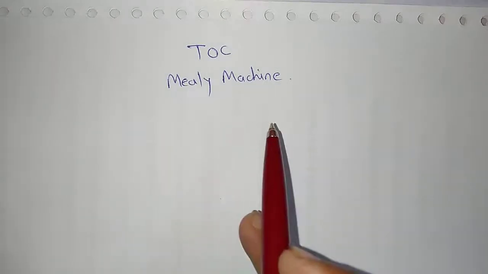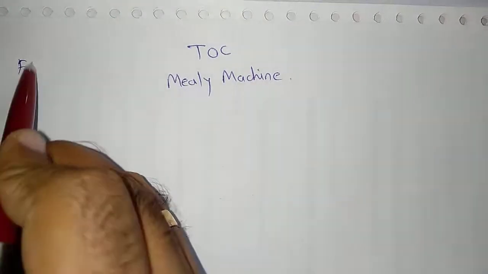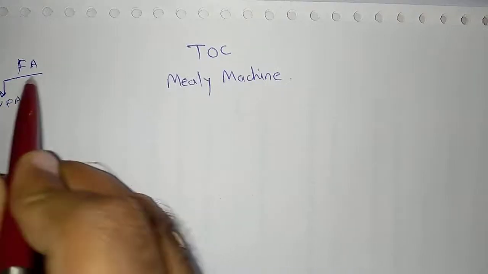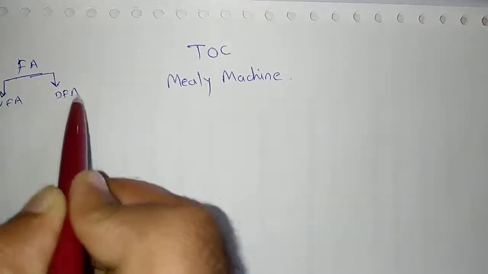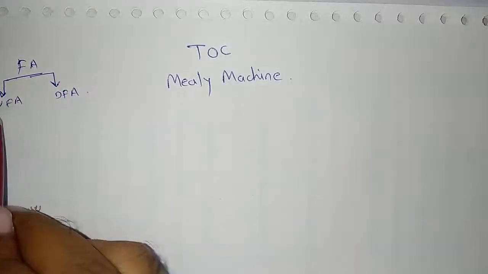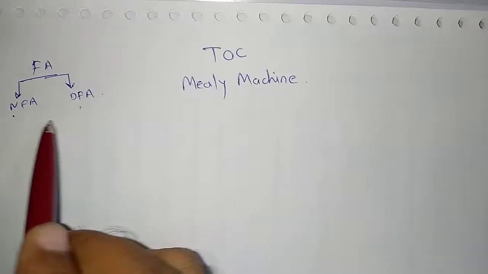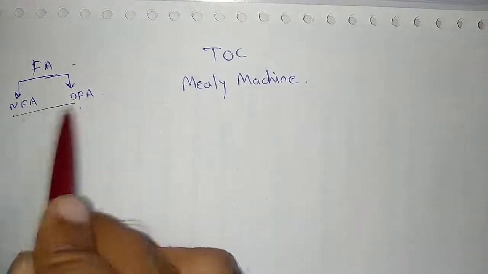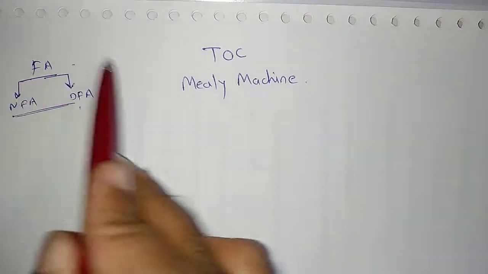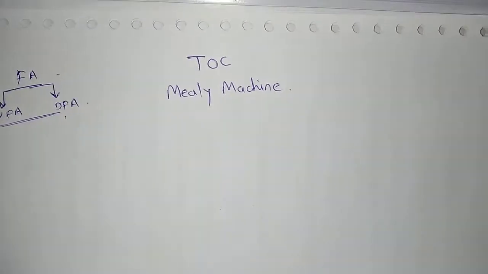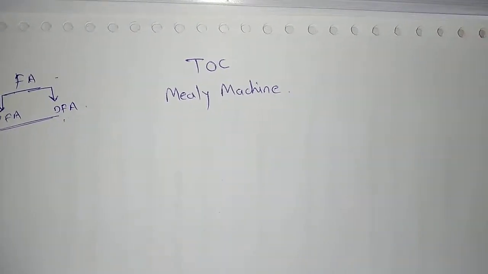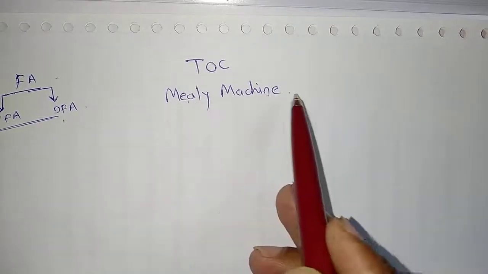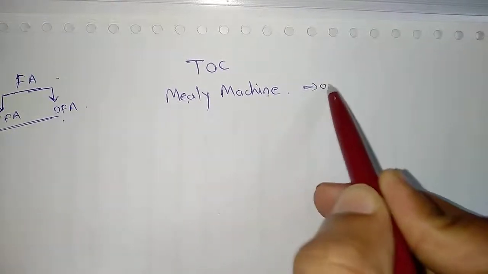Till now we have seen finite automata. Under that finite automata we have seen NFA and DFA. We know that finite automata don't have any kind of output, but there are two types of machines, Mealy machine and Moore machine, which are associated with output.